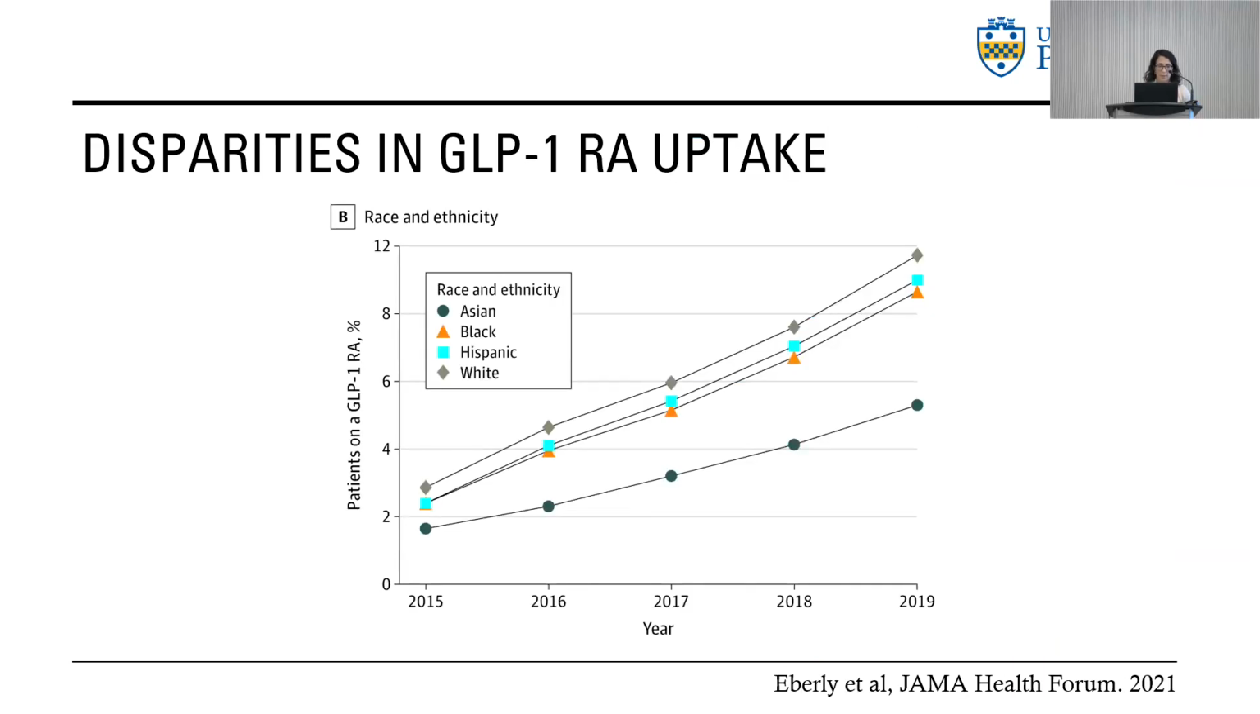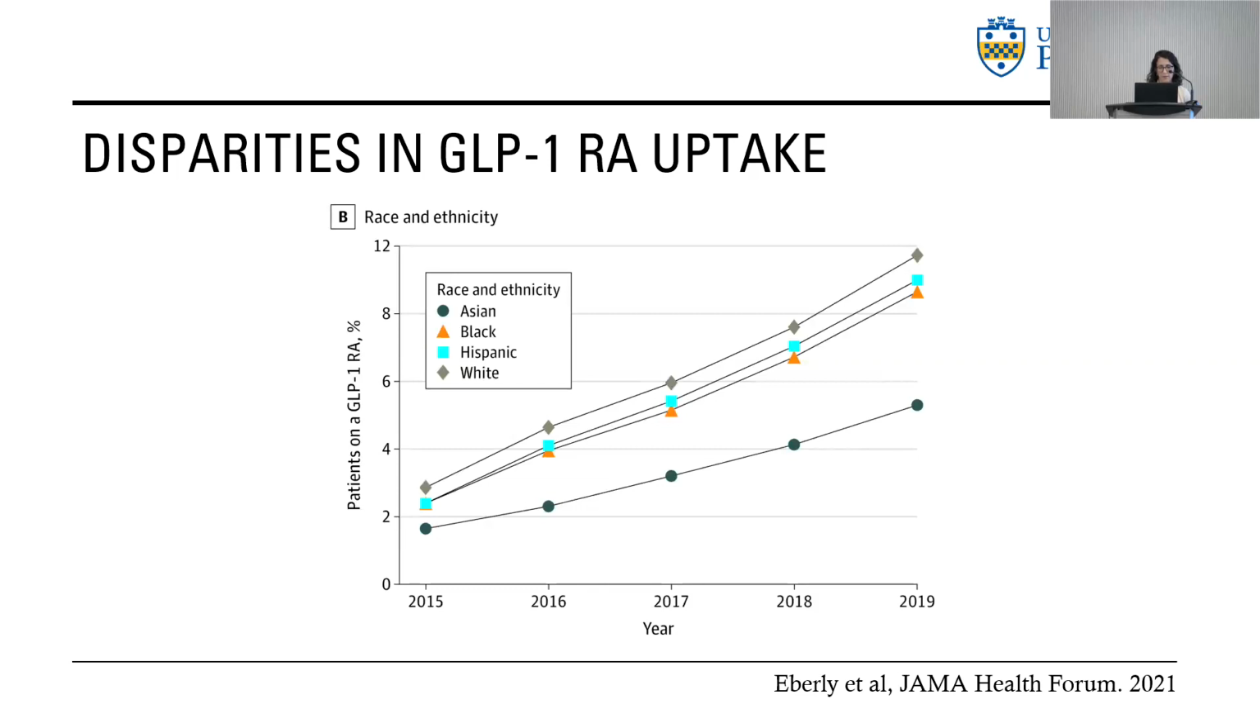The disparities that we applied were based on a study of commercially insured adults with type 2 diabetes who were eligible for glucagon-like peptide-1 receptor agonist use. And this study demonstrated that compared with white adults, Hispanic, Black, and Asian adults had 8, 11, and 40% lower uptake of this medication.